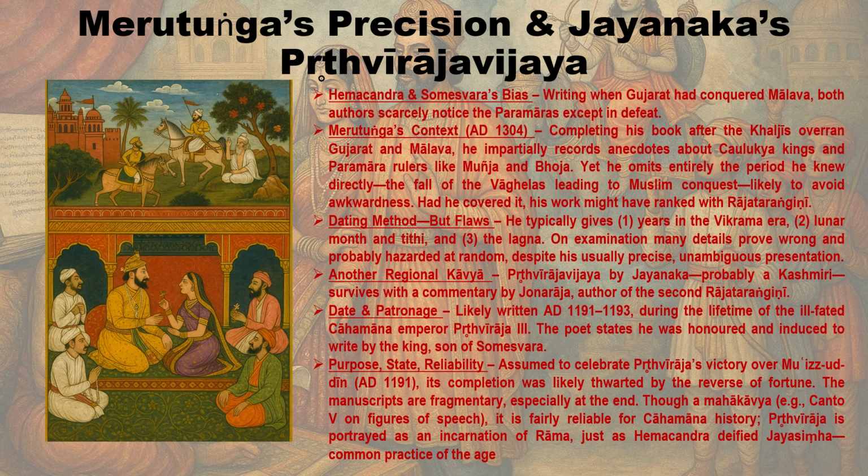Purpose, state, and reliability. Assumed to celebrate Prithviraja's victory over Muhammad of Ghor in AD 1191, its completion was likely thwarted by the reverse of fortune. The manuscripts are fragmentary, especially at the end. Though a Mahakavya, it is fairly reliable for Chahamana history. Prithviraja is portrayed as an incarnation of Rama, just as Hemchandra did with Jayasimha, a common practice of the age.